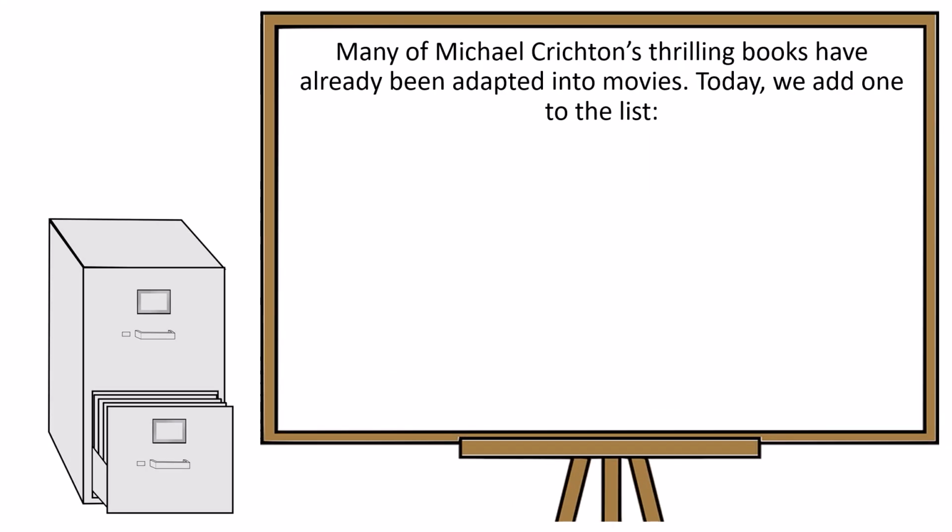Today, we are going to imagine a movie that adapts a great book from techno-thriller author Michael Crichton. Many of Michael Crichton's thrilling books have already been adapted into movies. Today, we add one to the list, Micro, by Michael Crichton and Richard Preston. Let's make a micro movie.